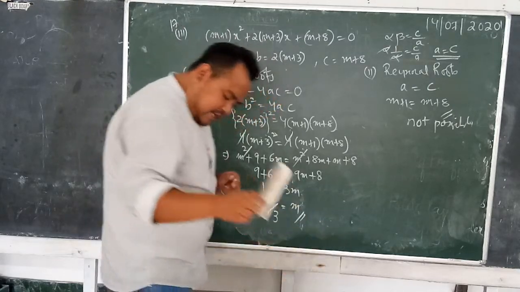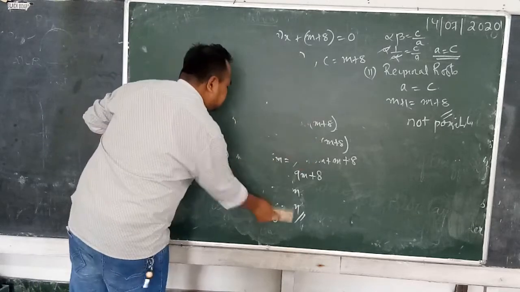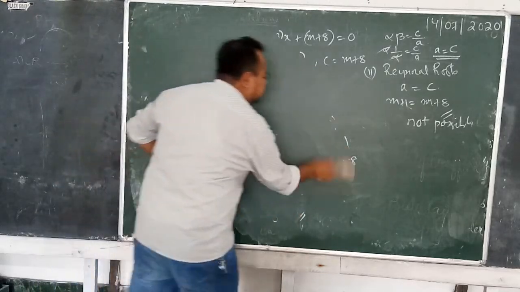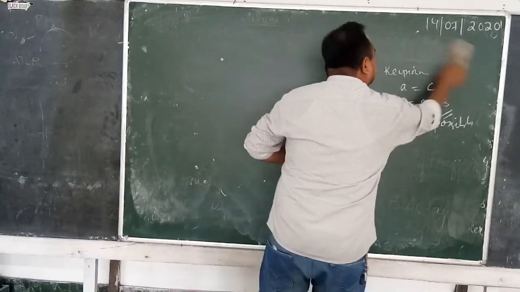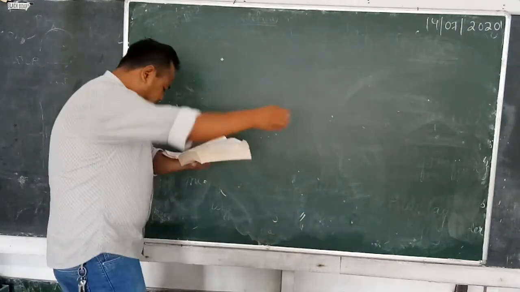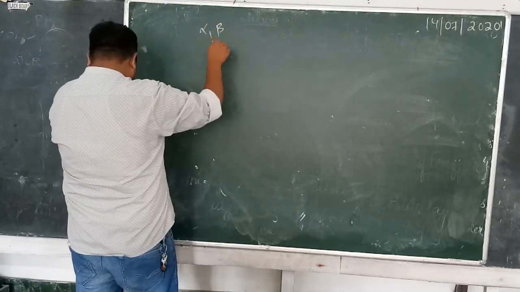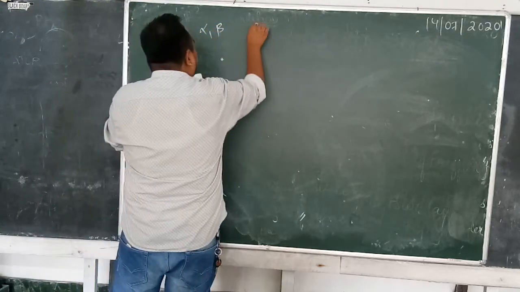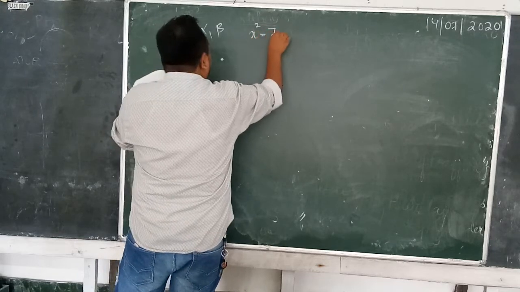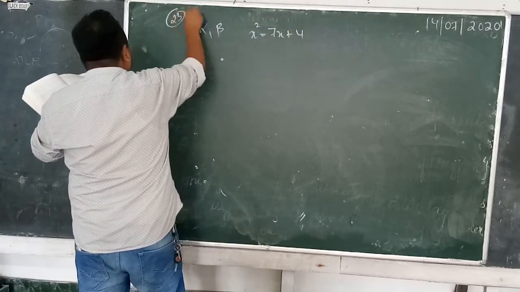Okay, I'll just do one last question, question number 23, because this is a very important question for you all. I'll just do the first part; the second part you can do easily. I just have 3 minutes. So see, given alpha and beta are the roots of the equation x square equal to 7x plus 4.